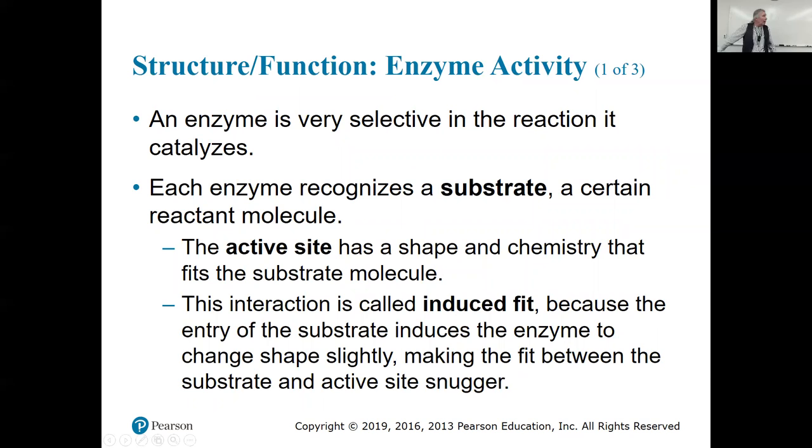Okay, I'm going to talk more about enzymes in the next lecture. So this one's going to be 103 working cell 1.